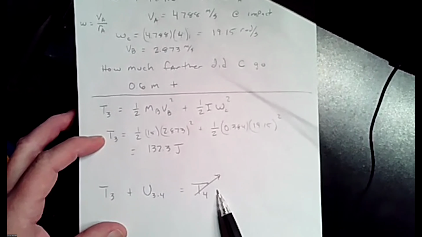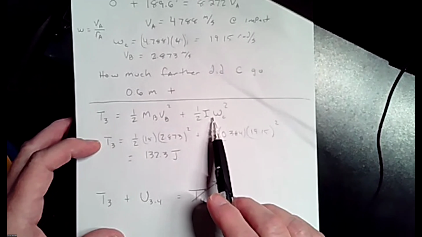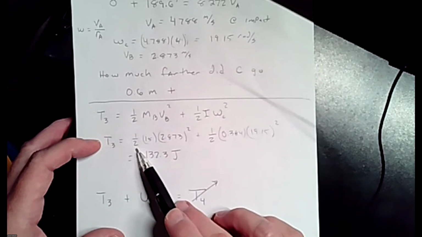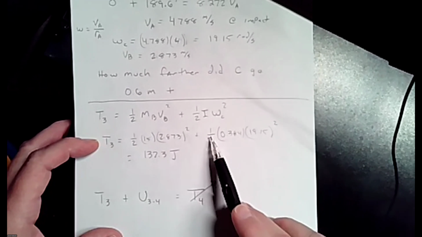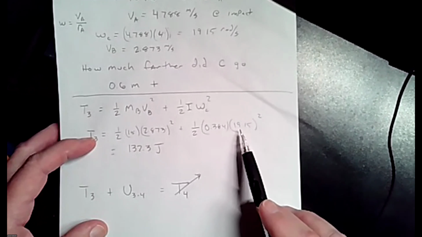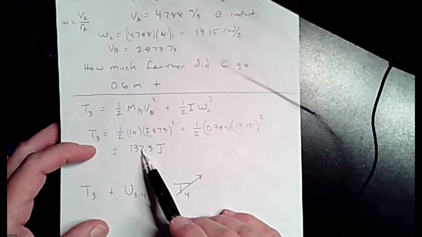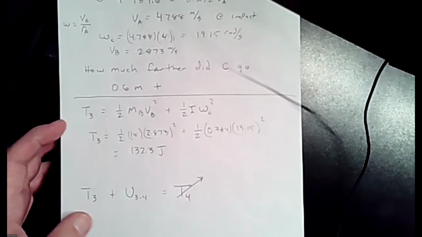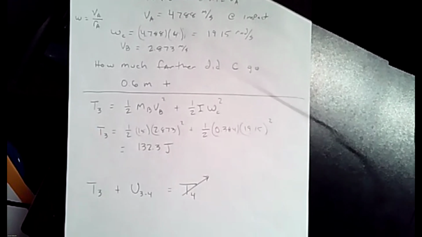So what's that going to be? Well, T3, of course, is the kinetic energy of B and I of C. So we know that's going to be 1/2 15 times 2.873 squared plus 1/2 I omega squared. So that's how much energy is available at impact: 132.3 joules.